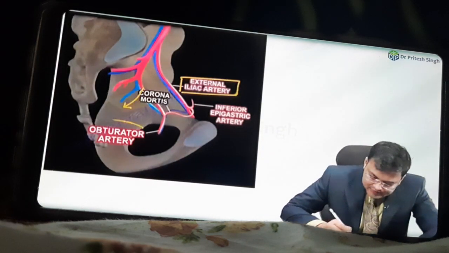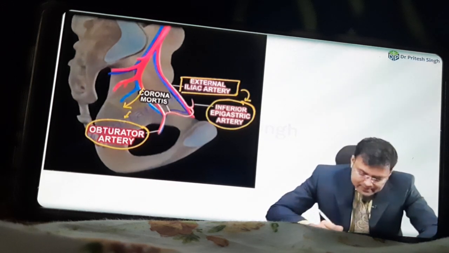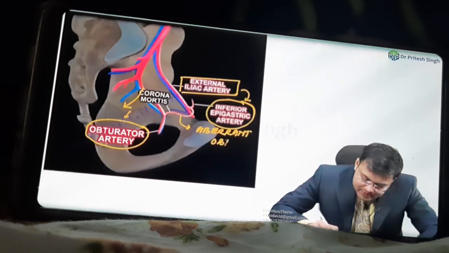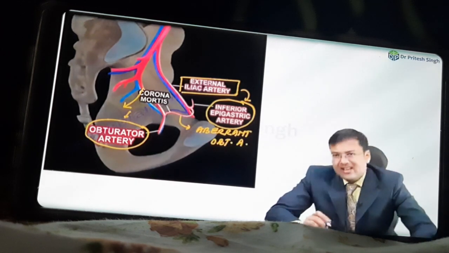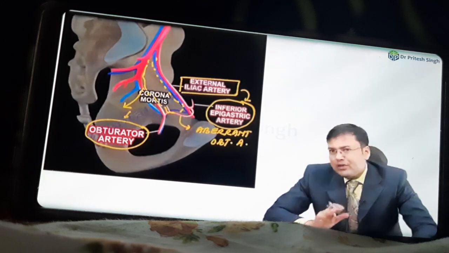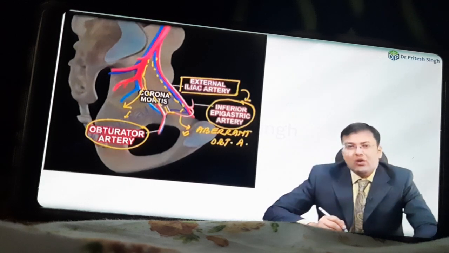Internal iliac. The branch of internal iliac is obturator, and this inferior epigastric artery is the branch of external iliac. Now, from inferior epigastric artery, there is aberrant obturator artery. And this aberrant obturator artery arises from inferior epigastric artery. It attaches to obturator artery, forming a vascular loop in this region. Whenever we are putting the mesh and fixing it, this aberrant obturator artery is injured, leading to bleeding and death. This is known as corona mortis or crown of death.